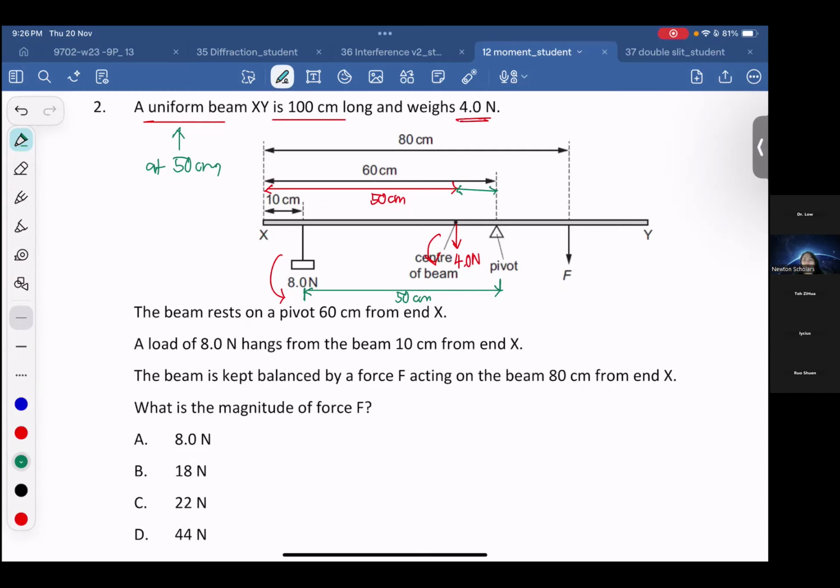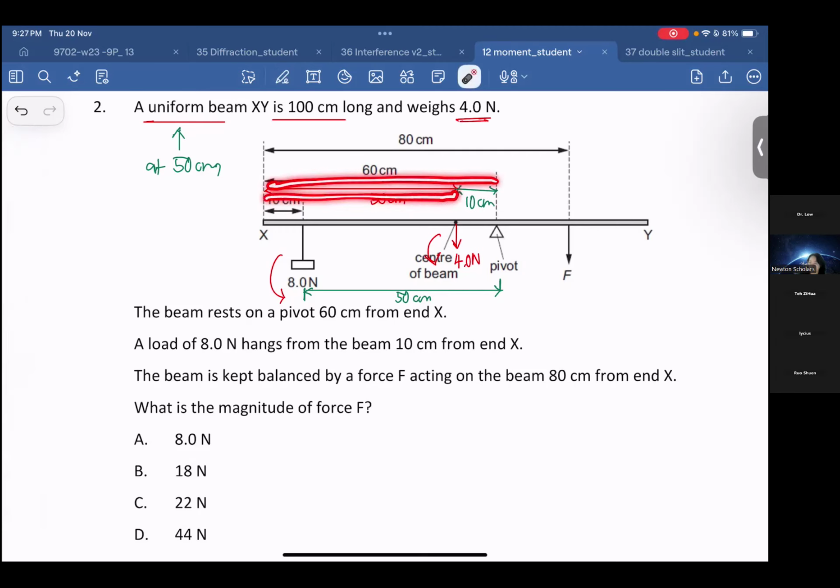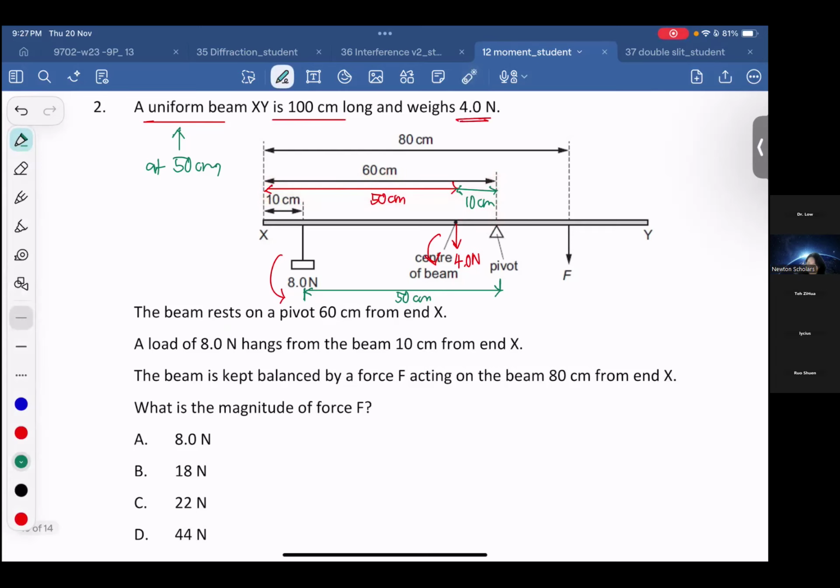Angeline, correct. Crystal, correct. 10 cm. How do I know? Mathematics, 60 minus 50. So I know this distance is 10. Okay, what is the force here? The force here will cause a clockwise moment. From the clockwise moment force until the pivot, what is this distance?